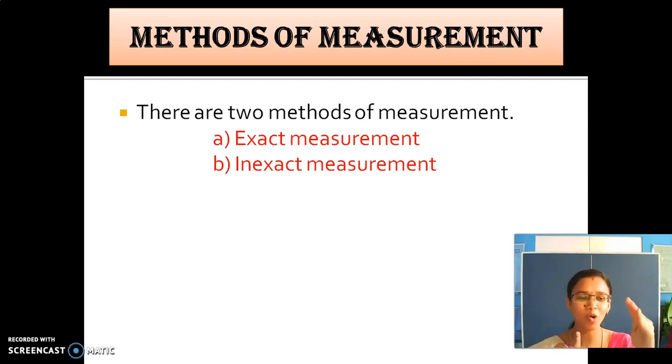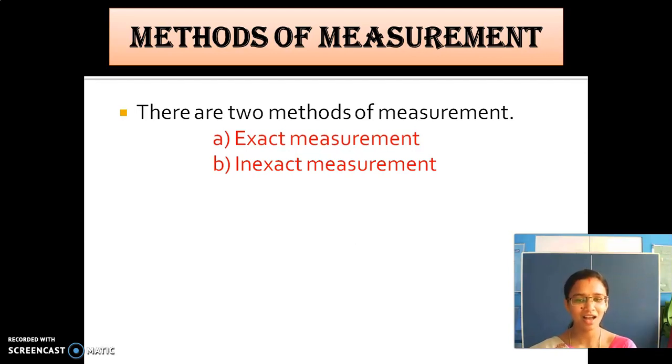Inexact is more or less equal. If it is 10, it may be 8 or 9, it may be 11 or 12. So inexact means not accurate, not correct, nearly equal, more or less. So exact means the correct thing. Inexact means not correct, more or less equal. So there are two types of measurement: exact measurement and inexact measurement.